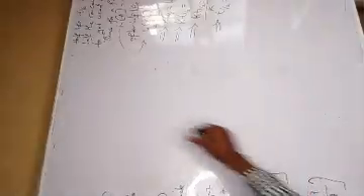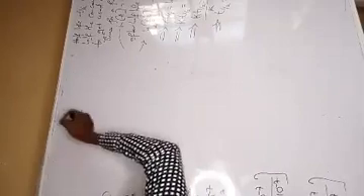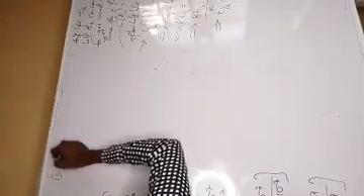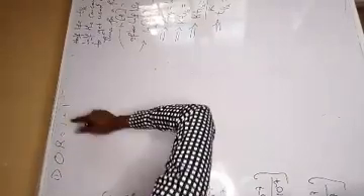So look at it now. As for the second part, order of reaction will be equal to 1 plus 1. That is the order of NH4 plus the order of NO2 minus is equal to what? 2. So it means it is a second order reaction.